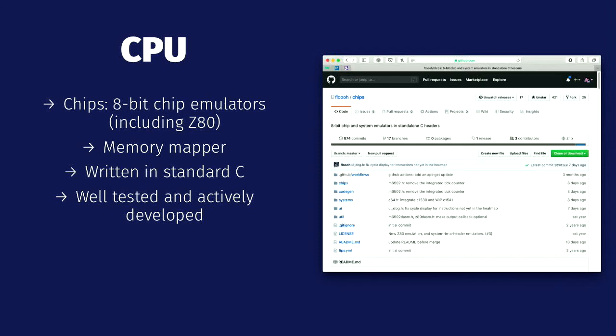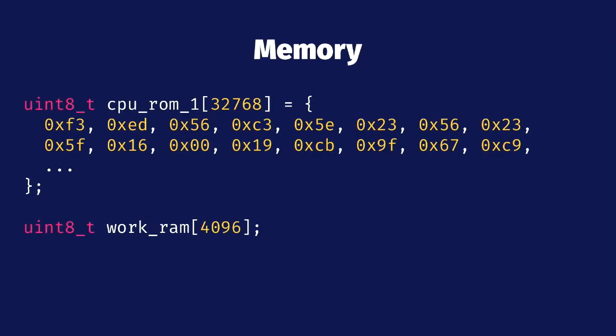And so keeping in line with my mandate for not reinventing the wheel, I decided to use an open source Z80 emulator rather than write my own from scratch. So I landed on this library called Chips, and Chips takes care of the Z80 emulation really nicely, and it also emulates other great 8-bit chips from many arcade machines and game consoles. Importantly, it also includes a memory mapper, which I'll show you a bit later. And it's really nicely tested, written in standard C, and actively developed. Overall, it's just a really nice piece of software, so I ran with this for the CPU emulation.